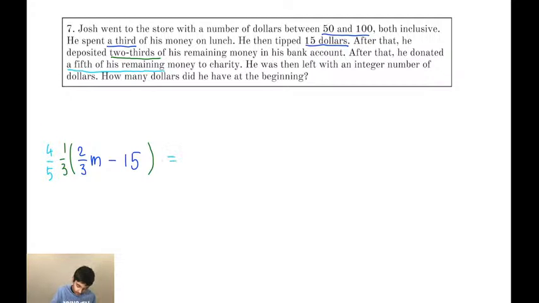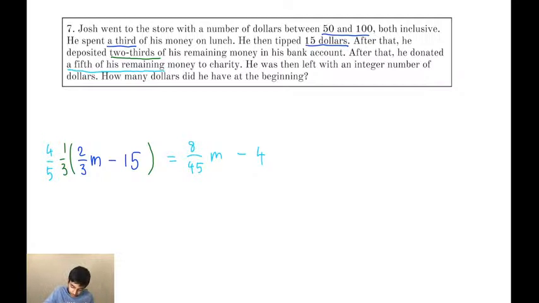This is going to be equal to, well, we can just expand this whole thing out. We get 8 in the numerator because 4 times 2. And in the denominator, we have 5 times 3 times 3, which is 45, so 8/45 M. And then minus, well, we have 4/5 times 1/3 times negative 15. So it's 4/5 times 1/3, which is 4/15, times negative 15, which is minus 4. So we just basically multiply this out.